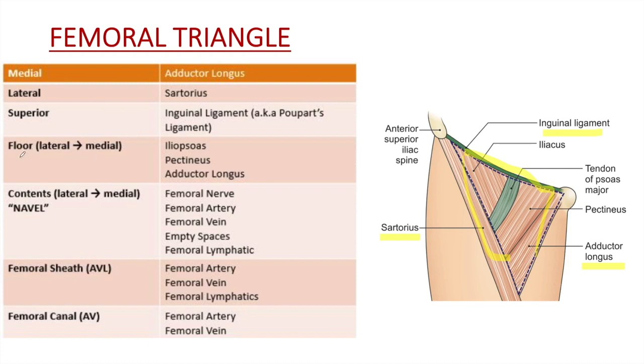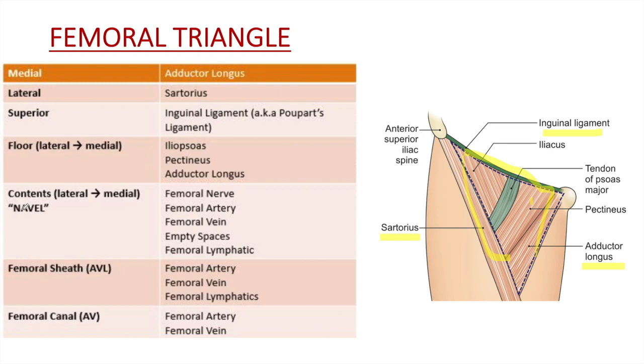Next, the floor of the femoral triangle, from lateral to medial. This is the iliacus muscle. This is the tendon of psoas major. So the floor from lateral to medial is first the iliopsoas, then pectineus and adductor longus.